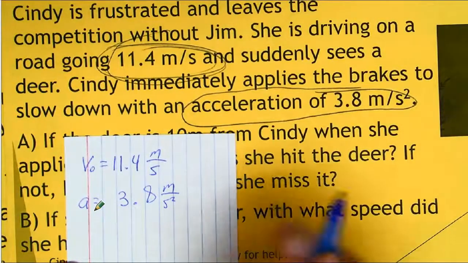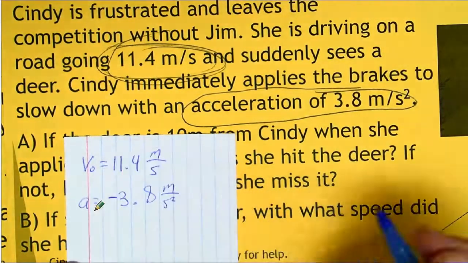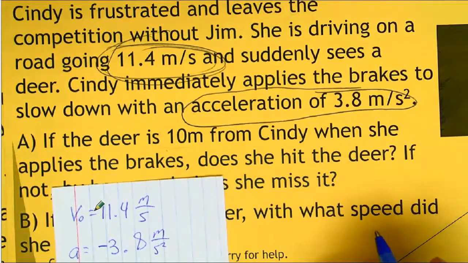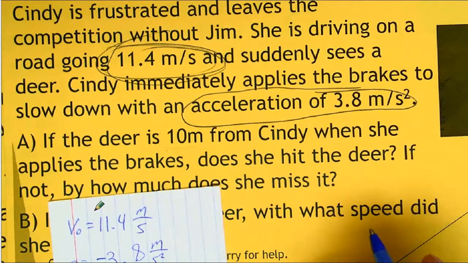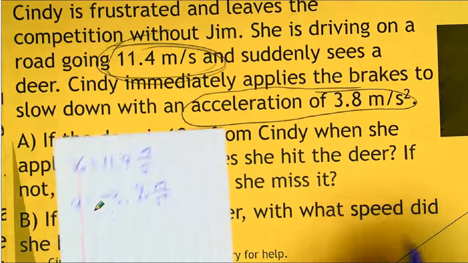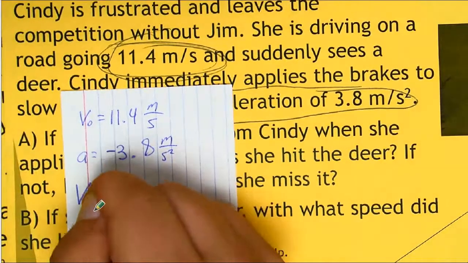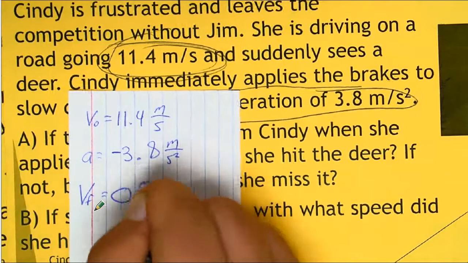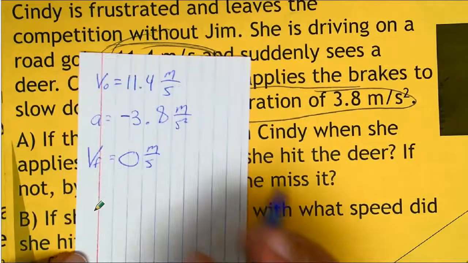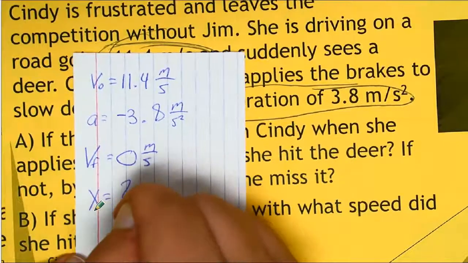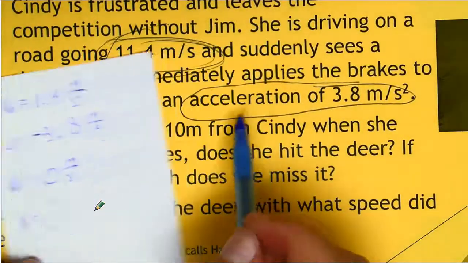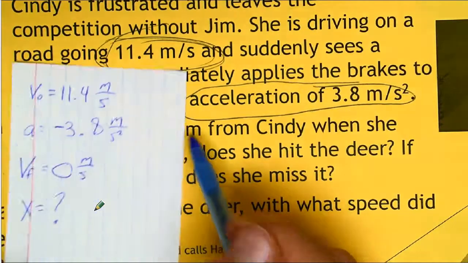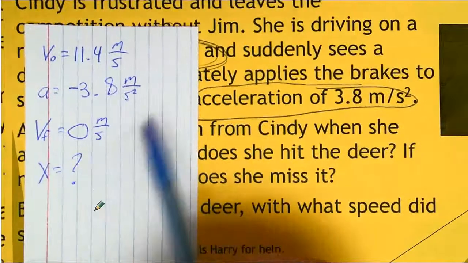Now, since she's slowing down, it's negative 3.8. If the deer is 10 meters from Cindy when she applies the brakes, does she hit the deer? All right, so we're going to find out. She's trying to stop, so her final velocity is going to be 0. And we're trying to see how far she goes. Does she go greater than 10 meters and hit the deer, or less than 10 meters and not hit the deer? So I have my unknowns and knowns.